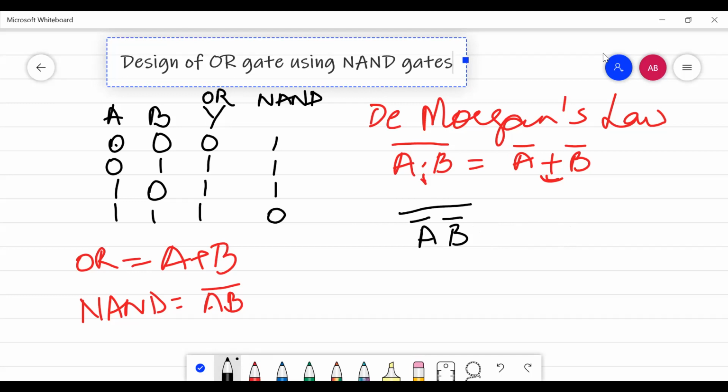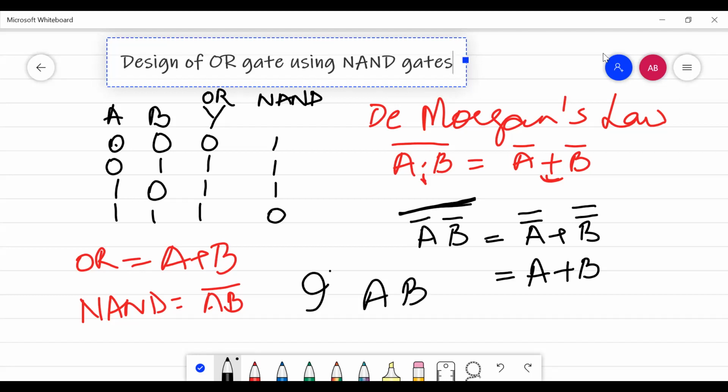take another inverter over there. So then what I am going to get is, because I have to open this bar, individual bar plus individual bar. The bar of bar of A will make it A only, and the bar of bar of B will make it B only, right? So that means what I require is that instead of A and B as the inputs to my NAND gate, I require A bar and B bar to the NAND gate. So I think I'm clear till here.